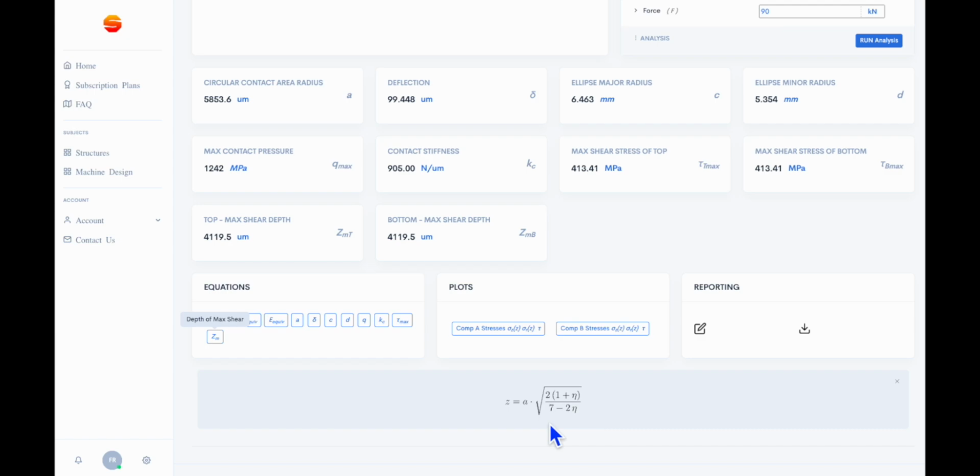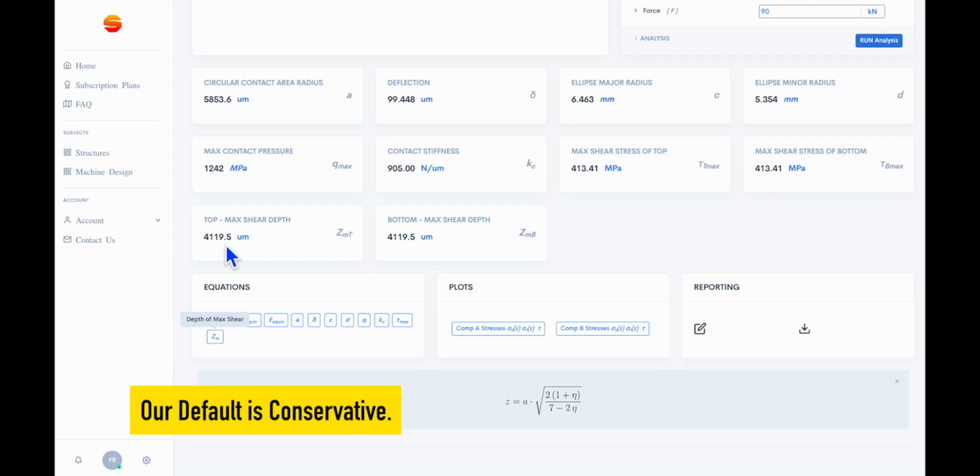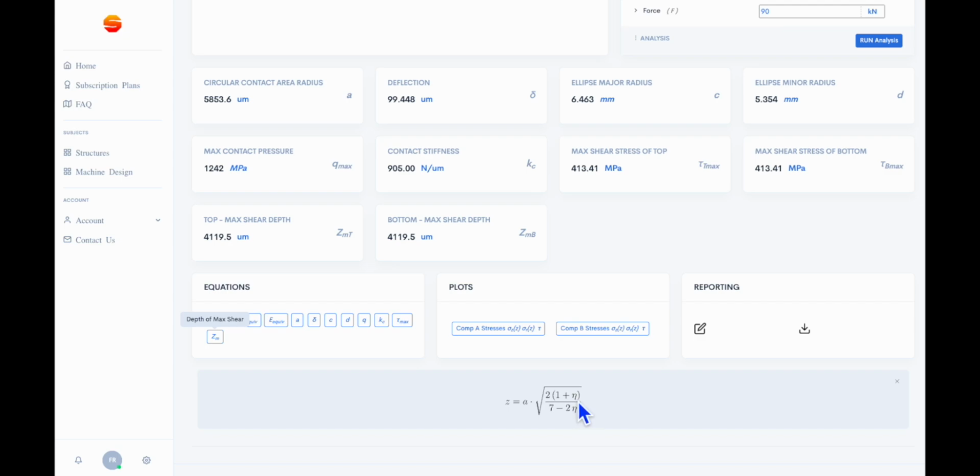Beware, some sites just say that the approximation is 0.48 times the radius. That can lead you astray because it's going to give you a smaller depth of max shear than what it may need to be, and this is particularly important in coatings. So default on the side of safety and actually use around 0.633 for a Poisson value of around 0.3, but you can calculate it for different Poisson values using this equation.